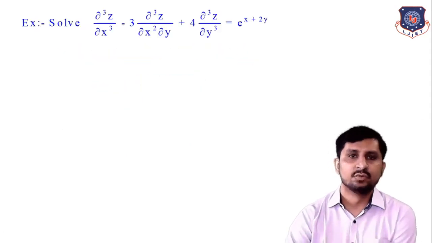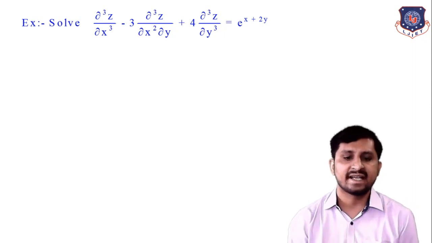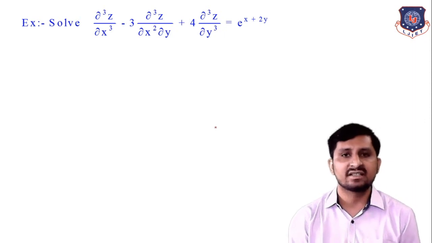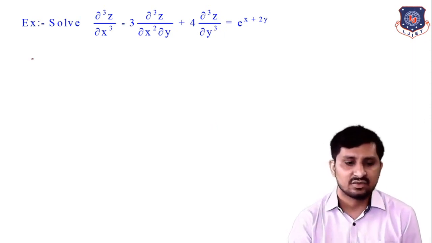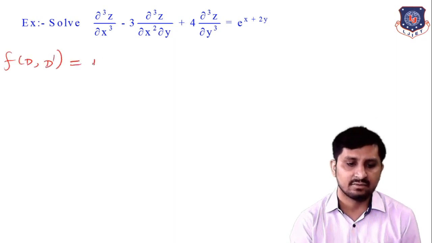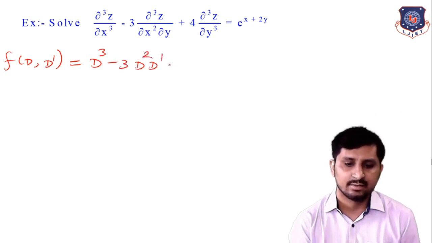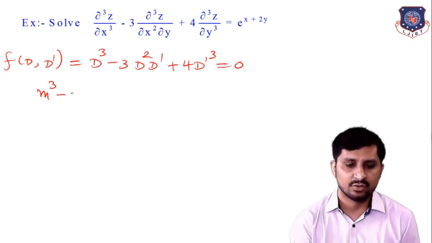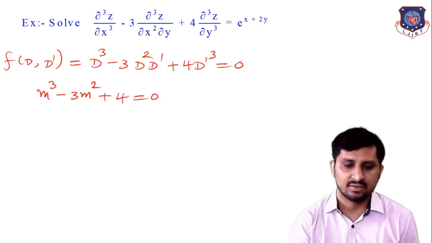Del cube z by del x cube minus 3 del cube z by del x square del y plus 4 del cube z by del y cube, that is equal to e raised to x plus 2y. Okay. So first of all, write f of D, D dash, that is equal to D cube minus 3 D square D dash plus 4 D dash cube, that is equal to 0. So when we convert this equation in m form, m cube minus 3m square plus 4, that is equal to 0.